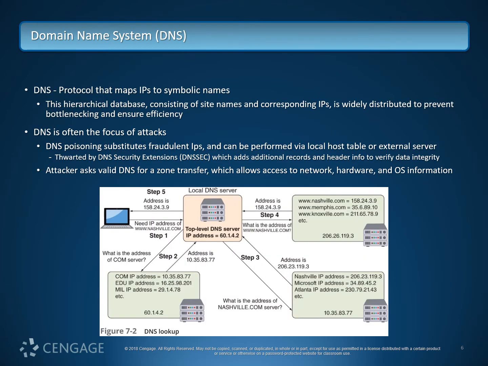DNS, Domain Name System, is a protocol we use to map IPs to their symbolic names, often their FQDN, or fully qualified domain names. These hierarchical databases, which there are several, it's a distributed network, consist of site names and corresponding IPs. And the part that people miss when we talk about distribution is not a lack of efficacy. On the other hand, conversely, it is going to prevent bottlenecking to where one single DNS server or one of very few doesn't start getting bogged down by a large number of requests.